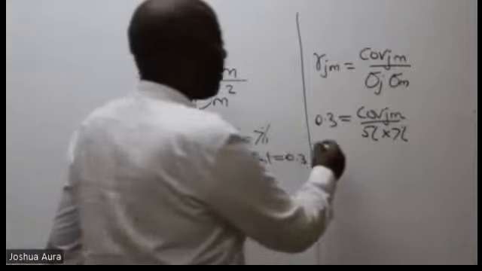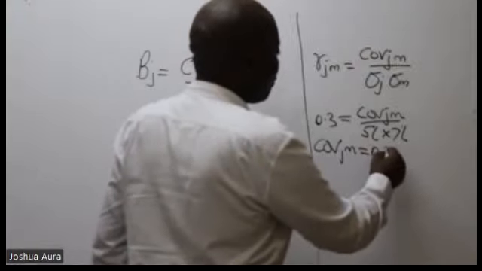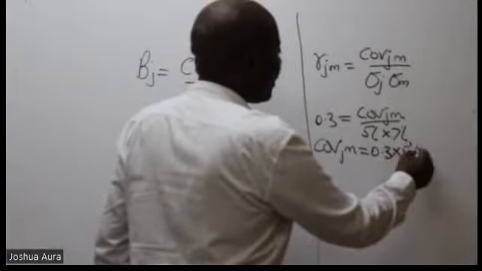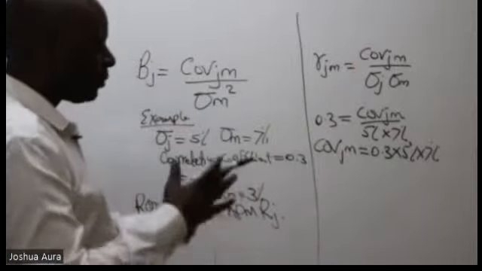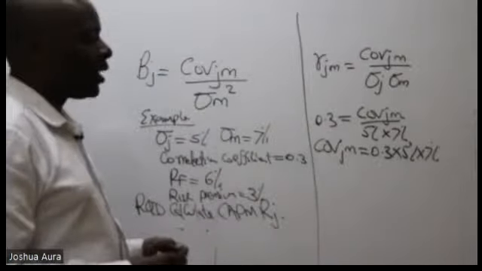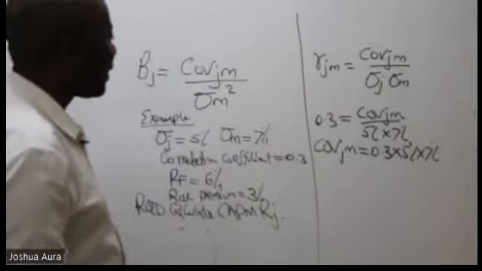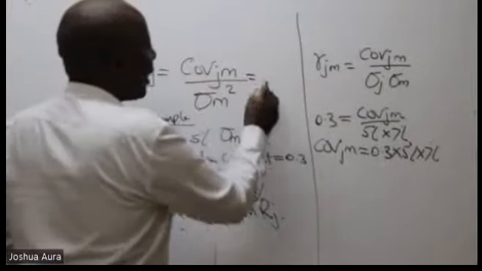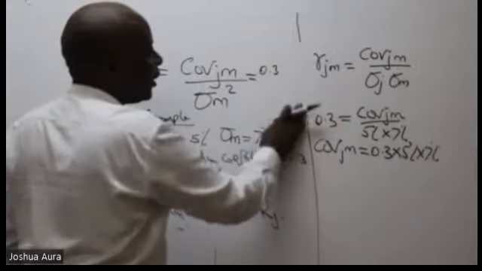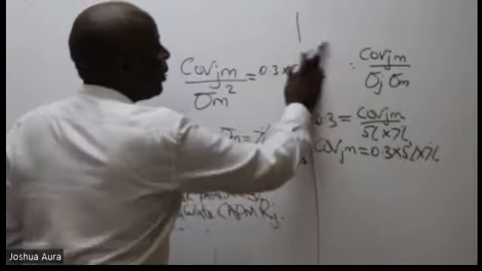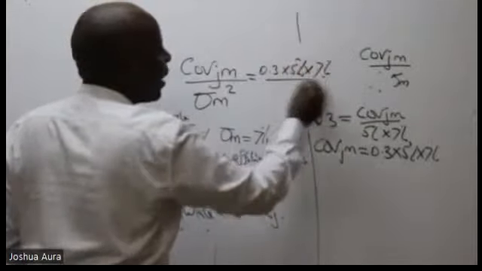So in short, ladies and gentlemen, the covariance here will be 0.3 times 5% times 7%. Don't give me this answer, it will be very absurd because of the percentage. It will be very small. I don't want the final answer. So once I have the covariance like that, 0.3 times 5% times 7% is the covariance.